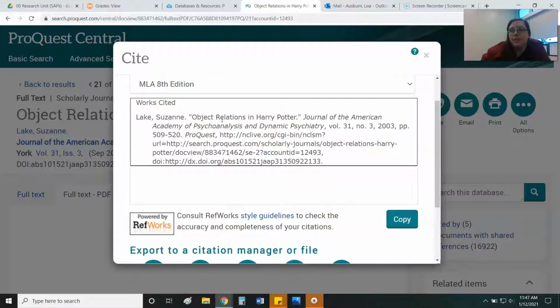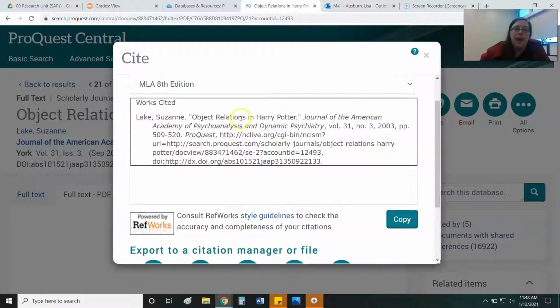The second question, what does the title suggest about the content of the article? When you're answering that question, just try to give me a little more than just the title. If I'm looking at this example scholarly article that's titled Object Relations in Harry Potter, I wouldn't want to just say it suggests it's going to be about Harry Potter, or about object relations in Harry Potter. Obviously that's what it's going to be about, but what does that mean? Give me a little more detail there.